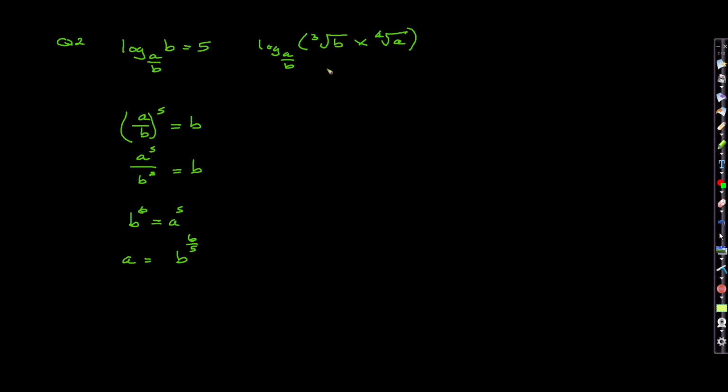Okay, so then looking at this log statement, we can say that this is equal to, well, first of all, I'm going to rewrite those roots as powers. So b to the power of 1/3 times a to the power of 1/4. Now we do need to also use one of the laws of logs. That's to split this up into 2 separate logs. So log AB is equal to log A plus log B. So splitting this up.